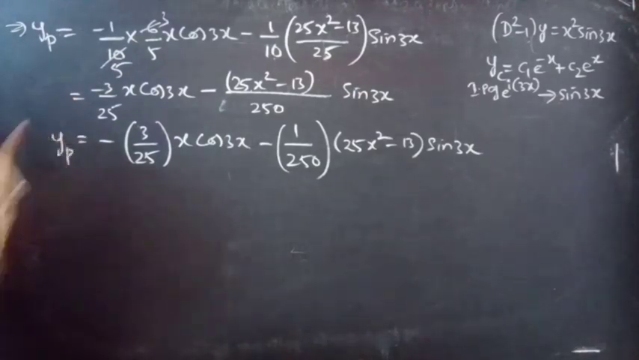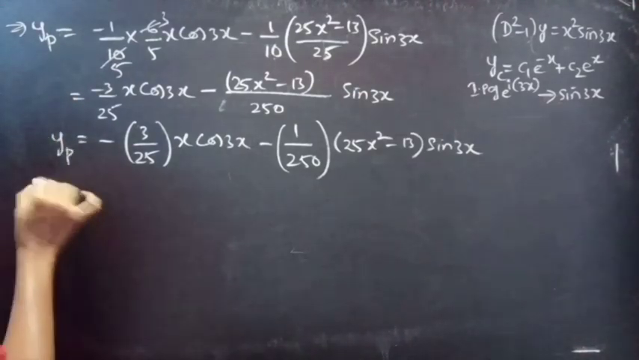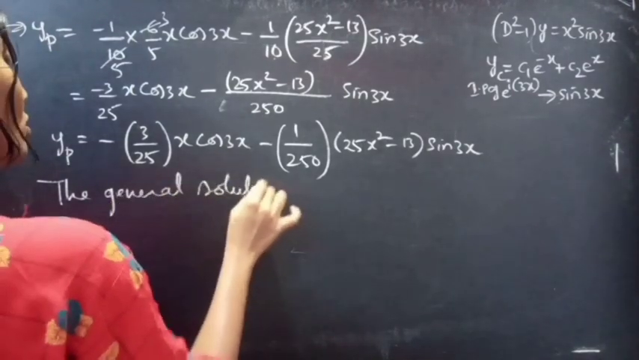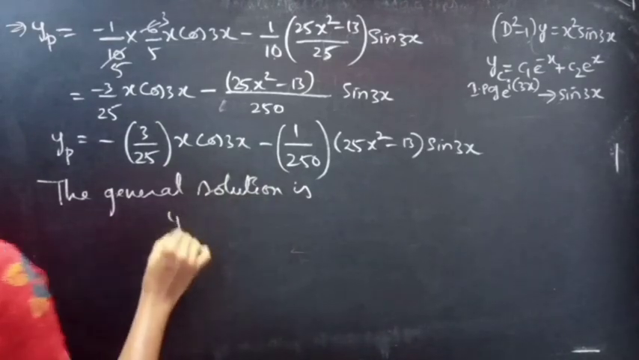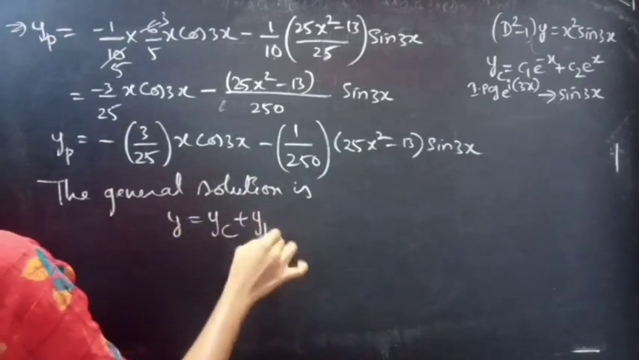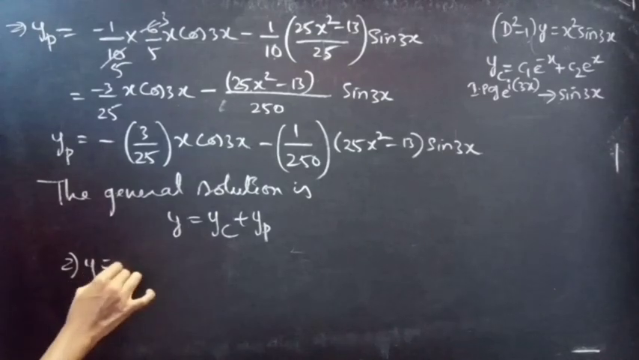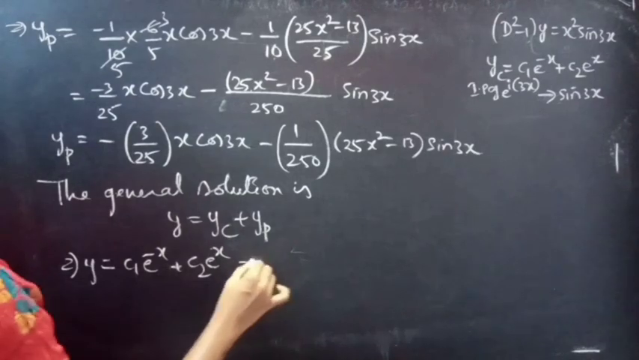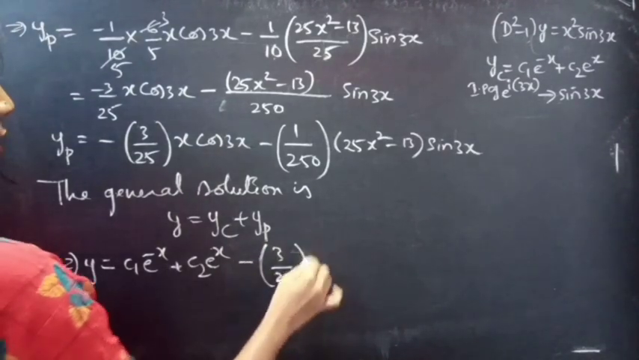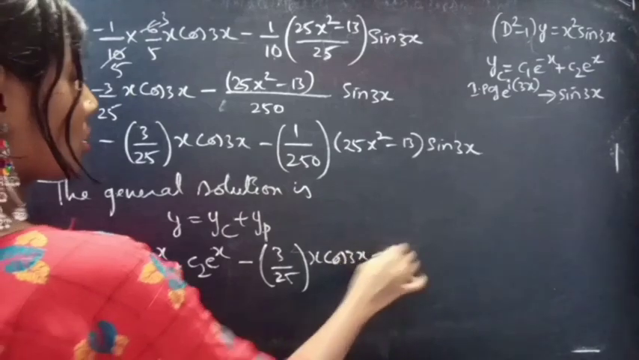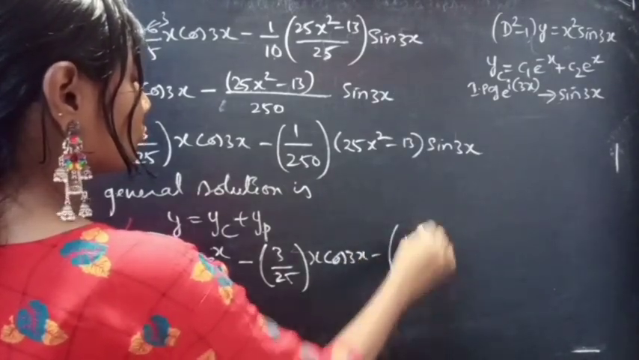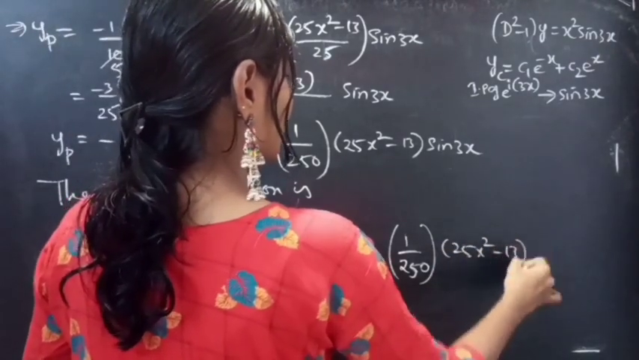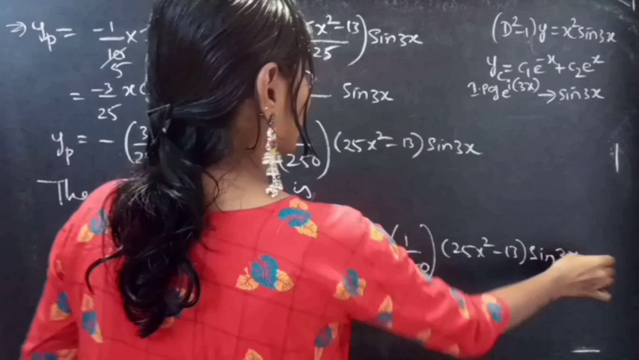Now we have yp and yc. Let's find the general solution. The general solution is given by y equals yc plus yp. Then y equals yc, which is c1 e power minus x plus c2 e power x, and yp is minus 3 by 25 into x cos 3x minus 1 by 250 into 25x square minus 13 into sin 3x. This completes the problem.